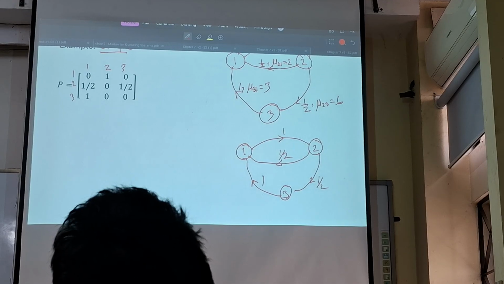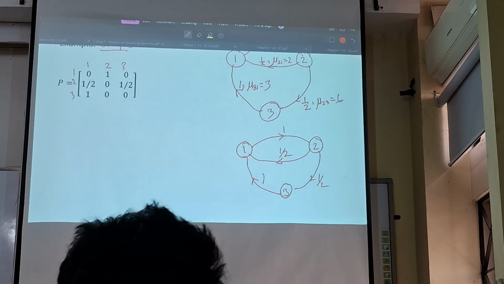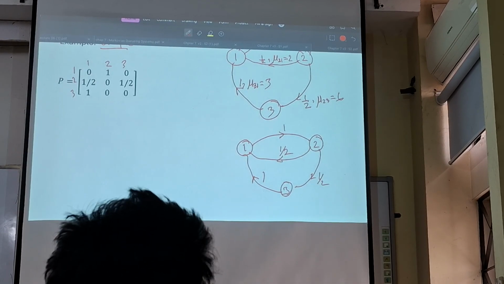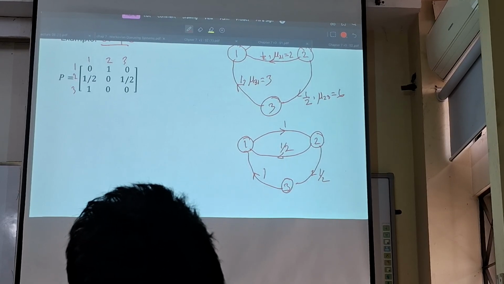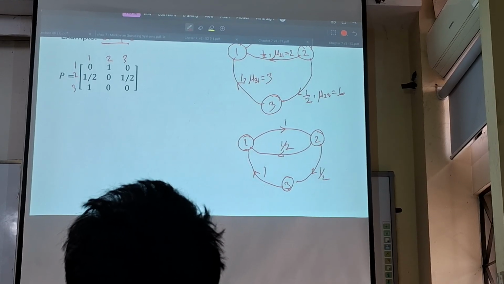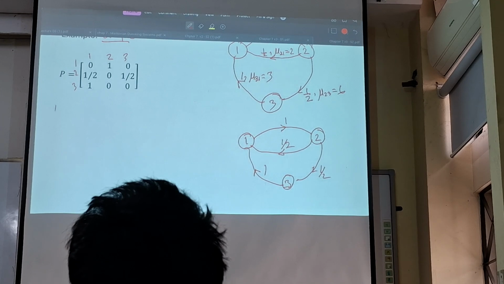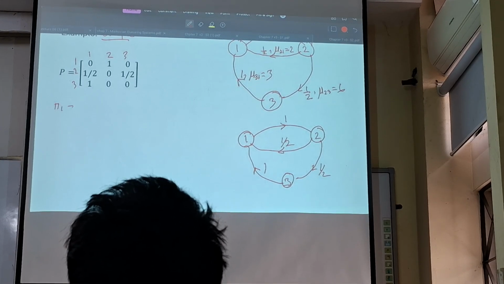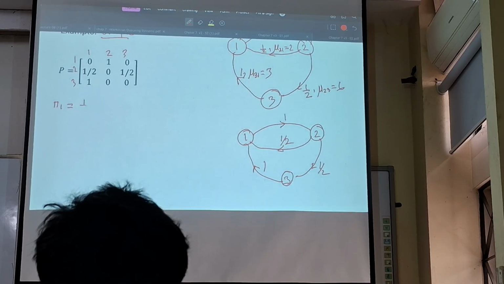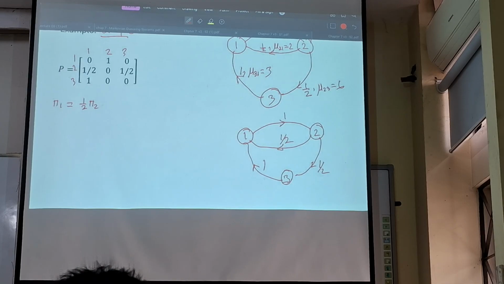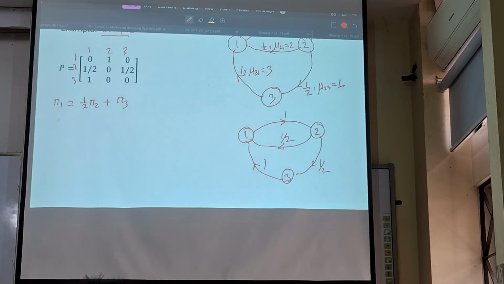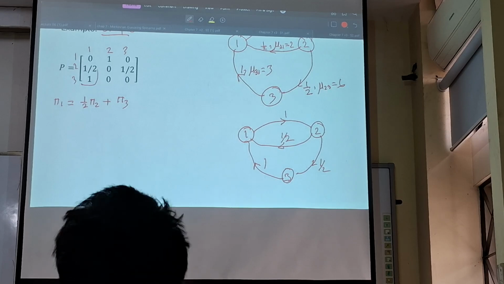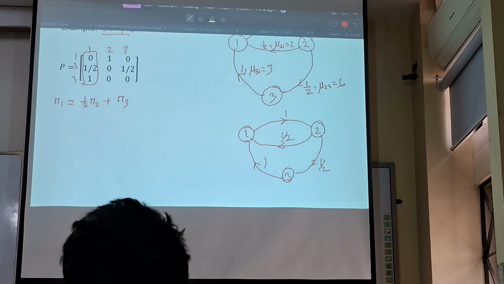So all states are recurrent, they are periodic, and the chain is harmonic. So we can solve the system of linear equations. What is the system of linear equations? Pi 1 equal to what? Half into pi 2, right? Plus pi 3. So when we write pi 1, we focus only on the first column.